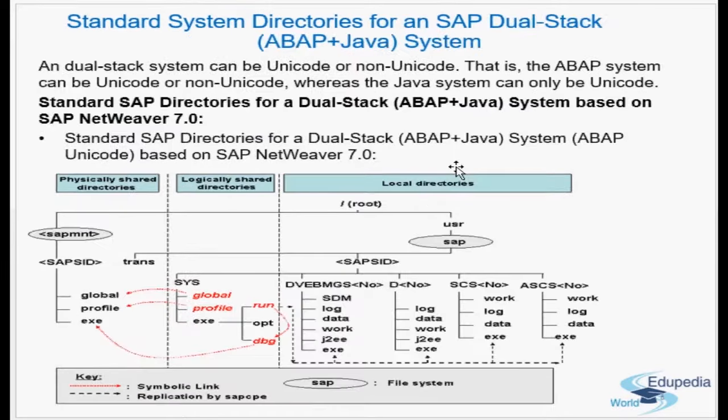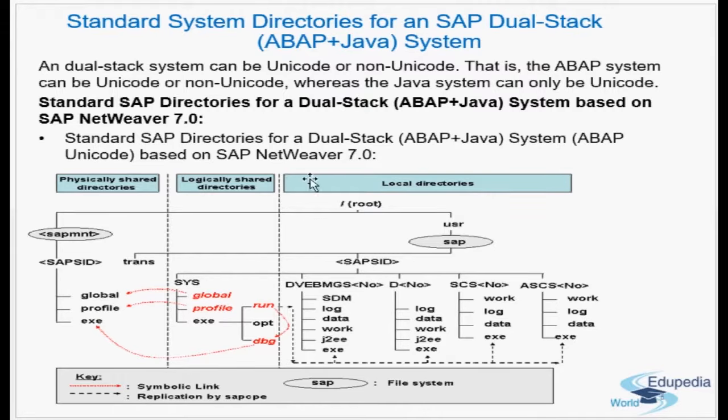Now we go to the dual stack, the standard system directories for an SAP dual stack, that is ABAP plus Java system. A dual stack can be Unicode or non-Unicode. How is it Unicode or non-Unicode? It depends upon the ABAP system, whether it's Unicode or non-Unicode. The Java systems are always Unicode. So the standard SAP directories for a dual stack, ABAP plus Java, are based on NetWeaver 7.0. Here, if ABAP is Unicode, Java by default is Unicode.